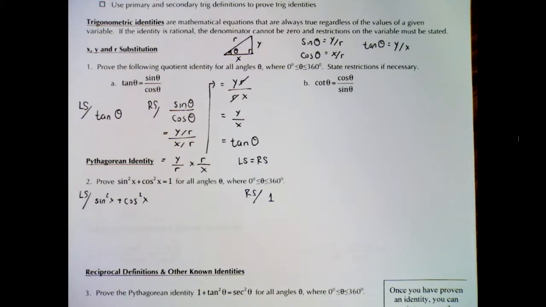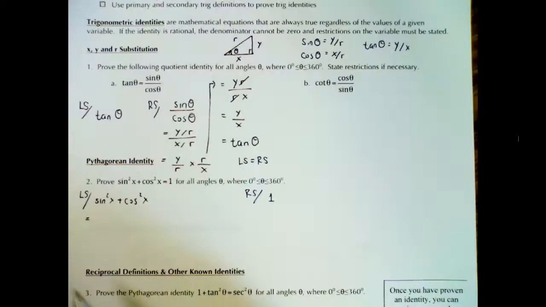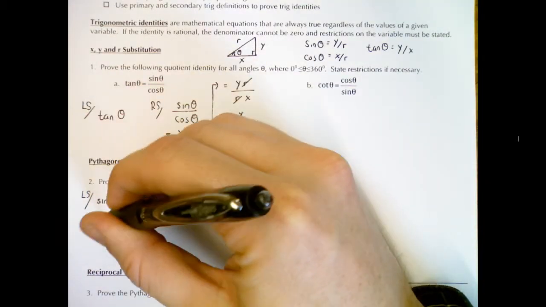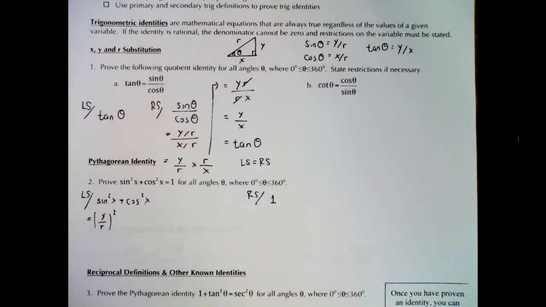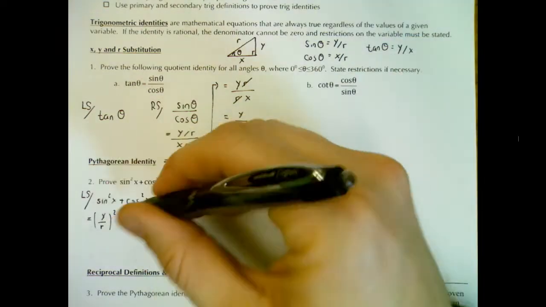We could write Y over Y, we could write X over X, we could write R over R, and it's just too many different combinations to guess and work from. So we're going to turn this into hopefully look like 1. So let's do our XYR substitution. Sine is Y over R. Sine squared X means Y over R squared. And cos squared X means X over R squared.